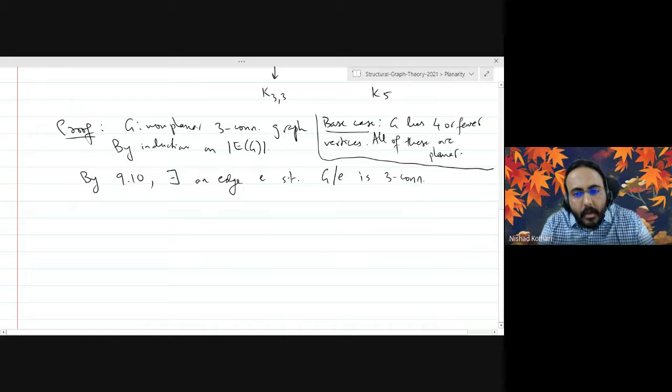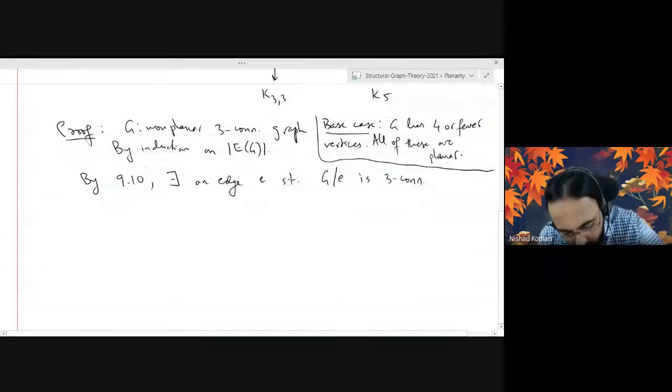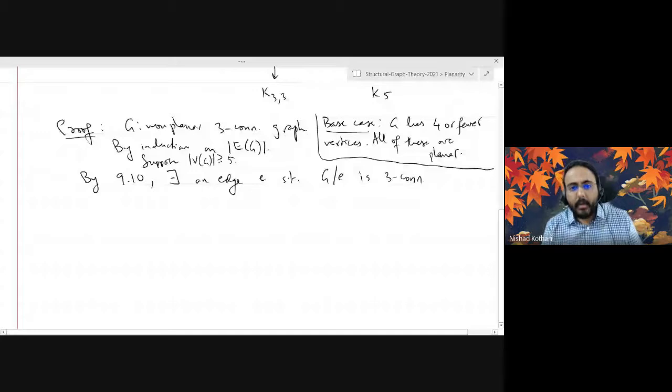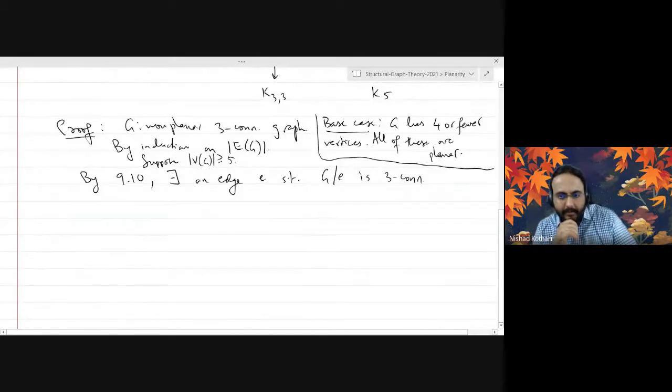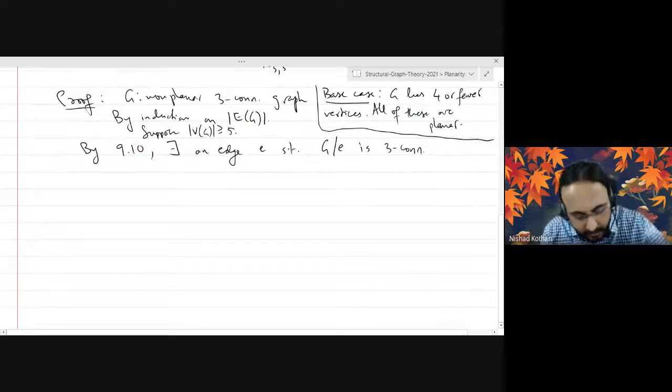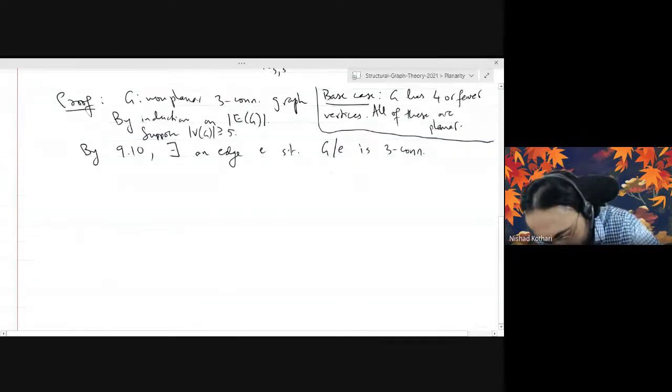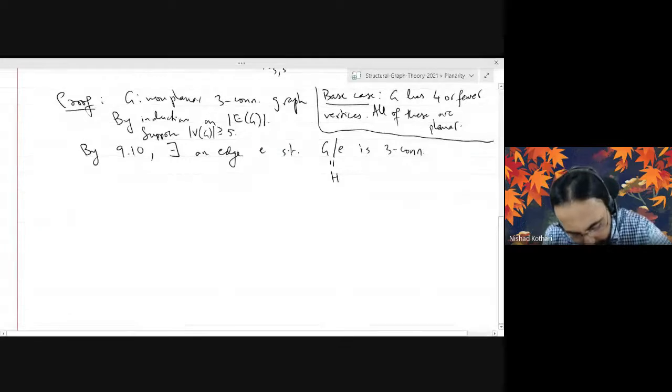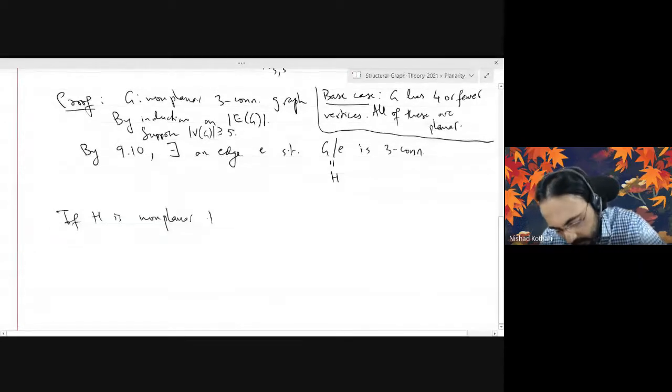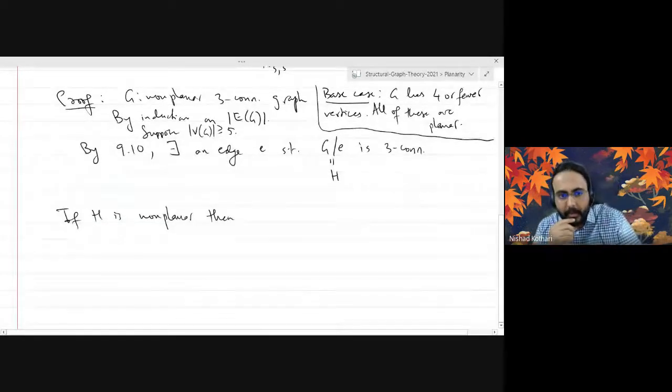Okay. So since we have at least five vertices, we can use Thomason's result. And we get a smaller three connected graph, smaller by exactly one edge, right? When you contract an edge, you just lose one edge. Everything else stays, and the number of vertices will go down by one. Okay. So the point is that if this graph G contract E, let's call this H, is non-planar, then I claim that we are done. There is nothing to prove.